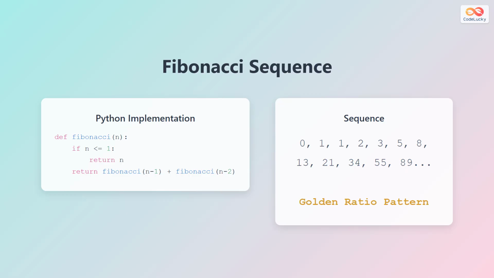Here's the Python implementation. We define a function called Fibonacci that takes one argument, n. If n is less than or equal to 1, we return n. Otherwise, we return Fibonacci of n minus 1 plus Fibonacci of n minus 2. The sequence looks like this: 0, 1, 1, 2, 3, 5, 8, 13, 21, 34, 55, 89, and so on. Notice the golden ratio pattern within the sequence.